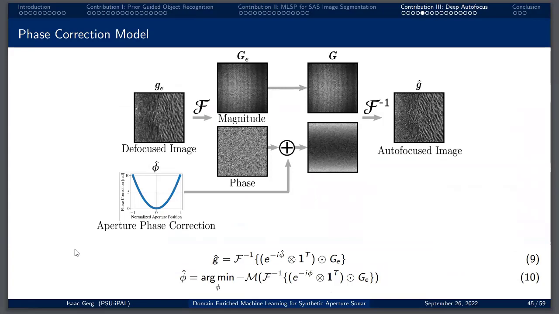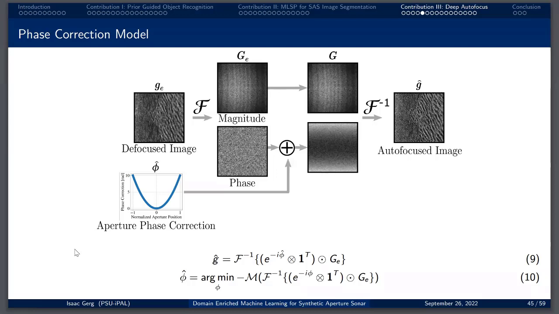Just looking at the mathematical mechanics of how this works and how k-space and phases are involved, you can imagine I have this defocused image here, G sub little e, and it's corrupted by a known phase aperture, in this case phi, or phi hat. If I take the 2D Fourier transform of this image, I'm going to get a magnitude and a phase plane.